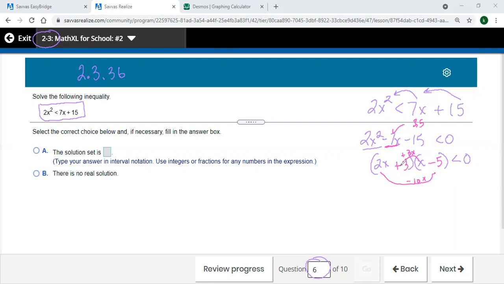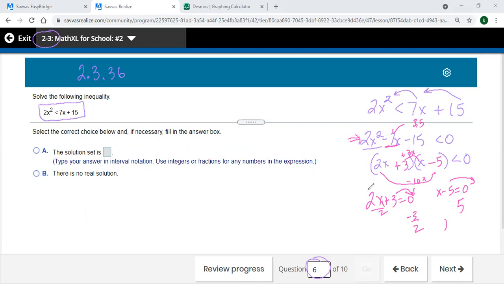So looking at this now, when does 2x plus 3 equal 0? We would subtract the 3 to the other side, then divide by this 2, so that'd be a negative 3/2. And when does x minus 5 equal 0? At the 5. So we would have those two, and it is a parabola opening up, so it would be between those 2 points.